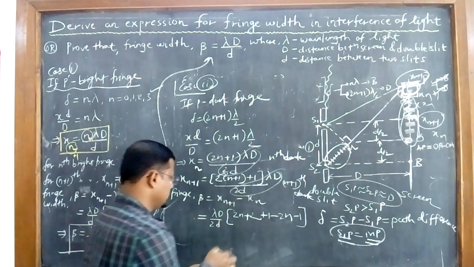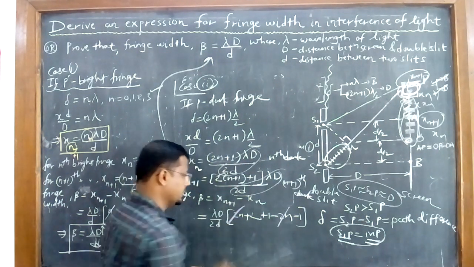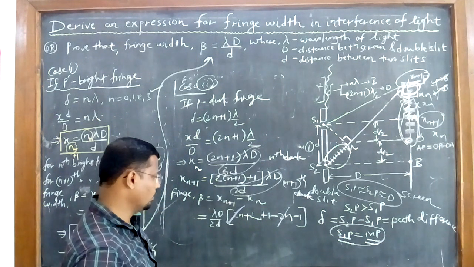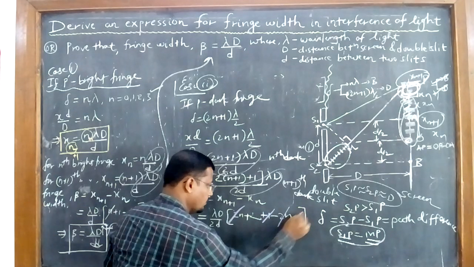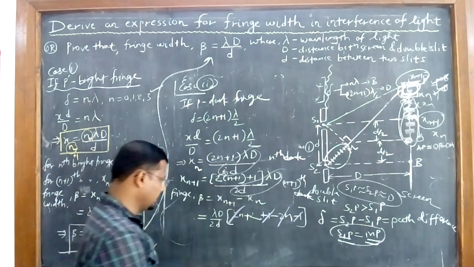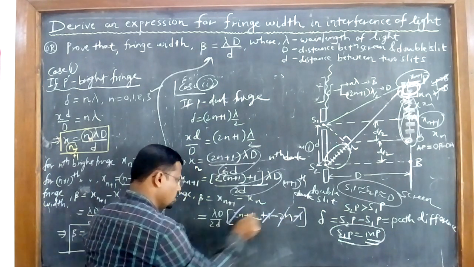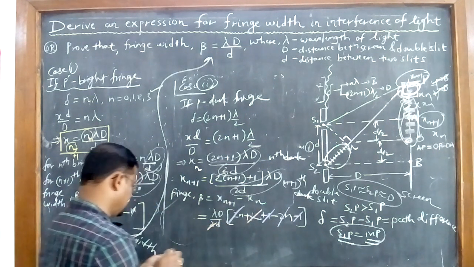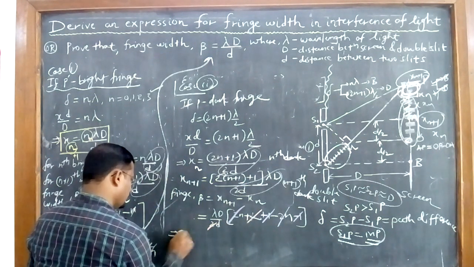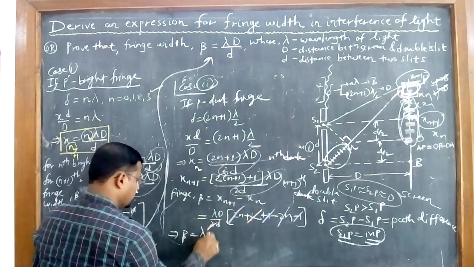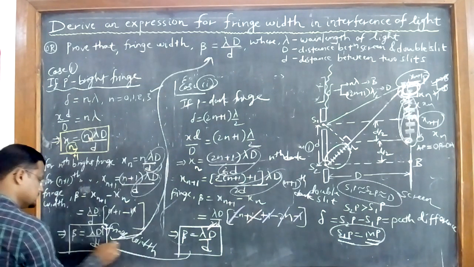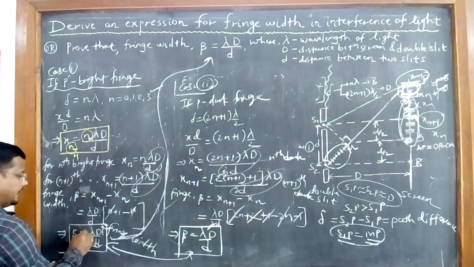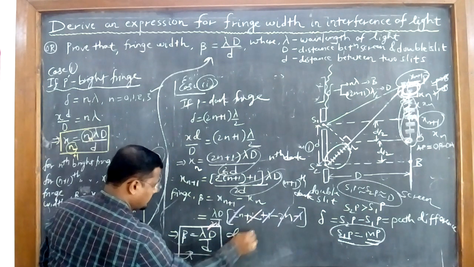If I write this here, this 2n gets cancelled. Now this 1 cancels. What remained here? 2, and this is 2. So this 2 and this 2 get cancelled. And what is the expression for beta now? So this implies beta is equal to lambda capital D by small d only. So both brackets are the same. This is the fringe width for bright fringes and this is the fringe width for dark fringes.